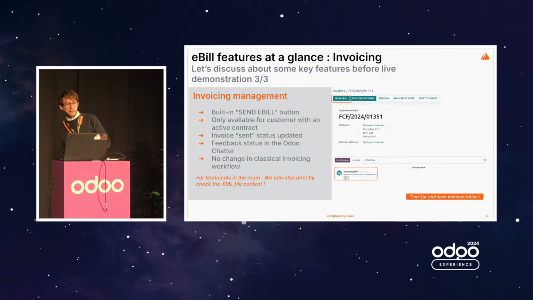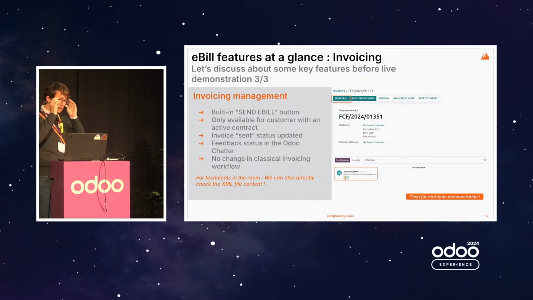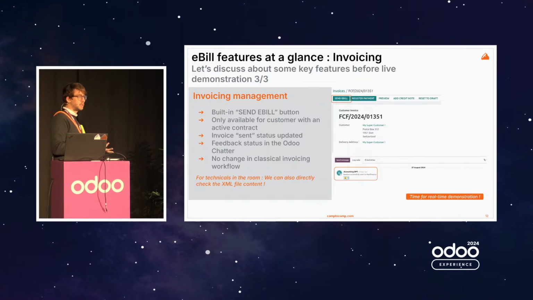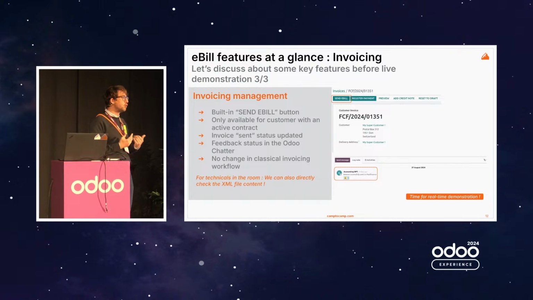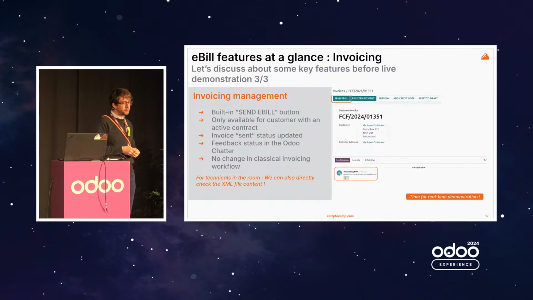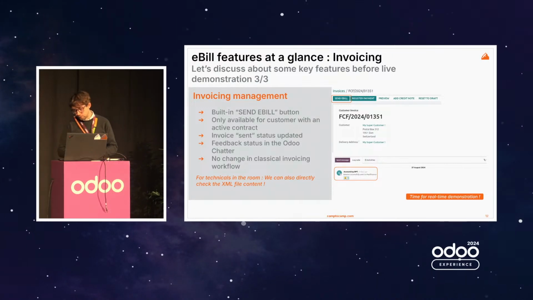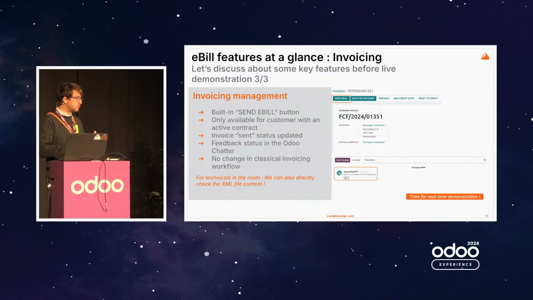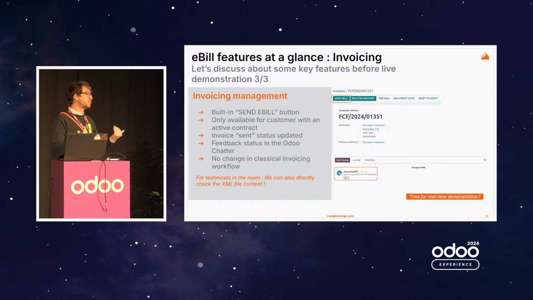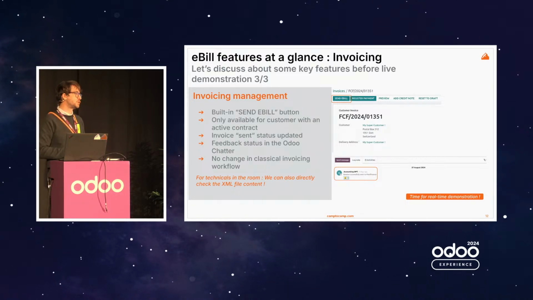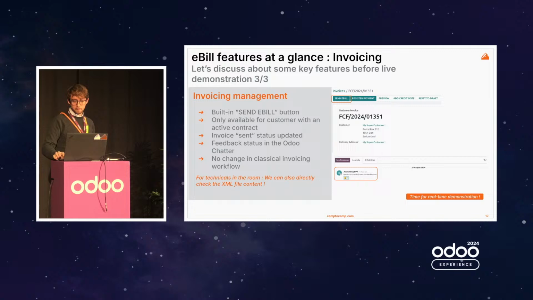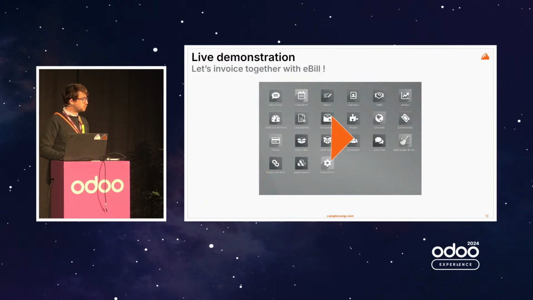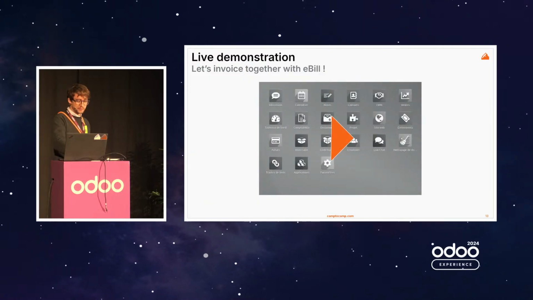For example, with my customer, at some point, one of the admin members changed the bank account. The bank account was not allowed to send some eBilling invoice directly on their account. So we had a small error message on the bottom that says bank account not allowed, and it says, okay, I need to change that. So quite cool. Let's go for a live demonstration because I think it's interesting.